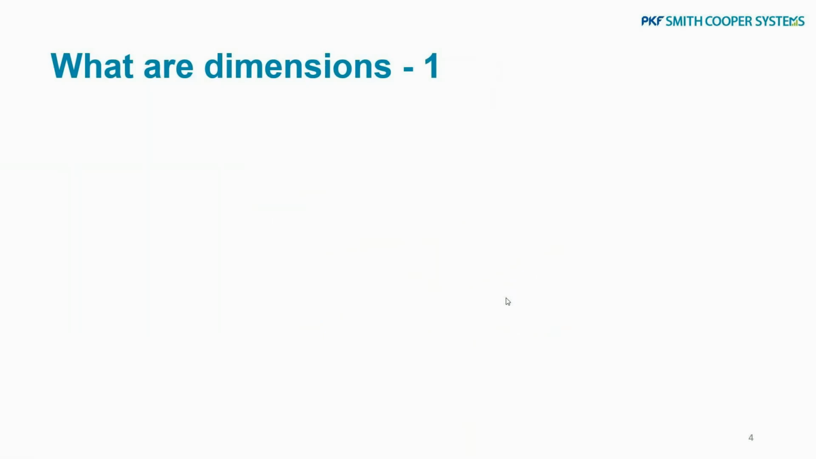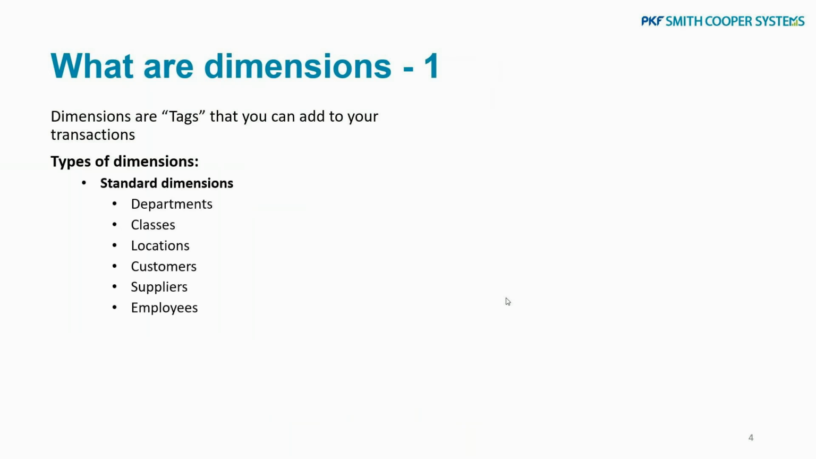And at their simplest, dimensions are just tags that you can add to your transactions. If you think about the dimension itself, it's the same as adding an account code to your transaction. We have different types of dimensions, so you'll find all systems have what we call the standard dimensions in them, so departments, classes, locations, etc.